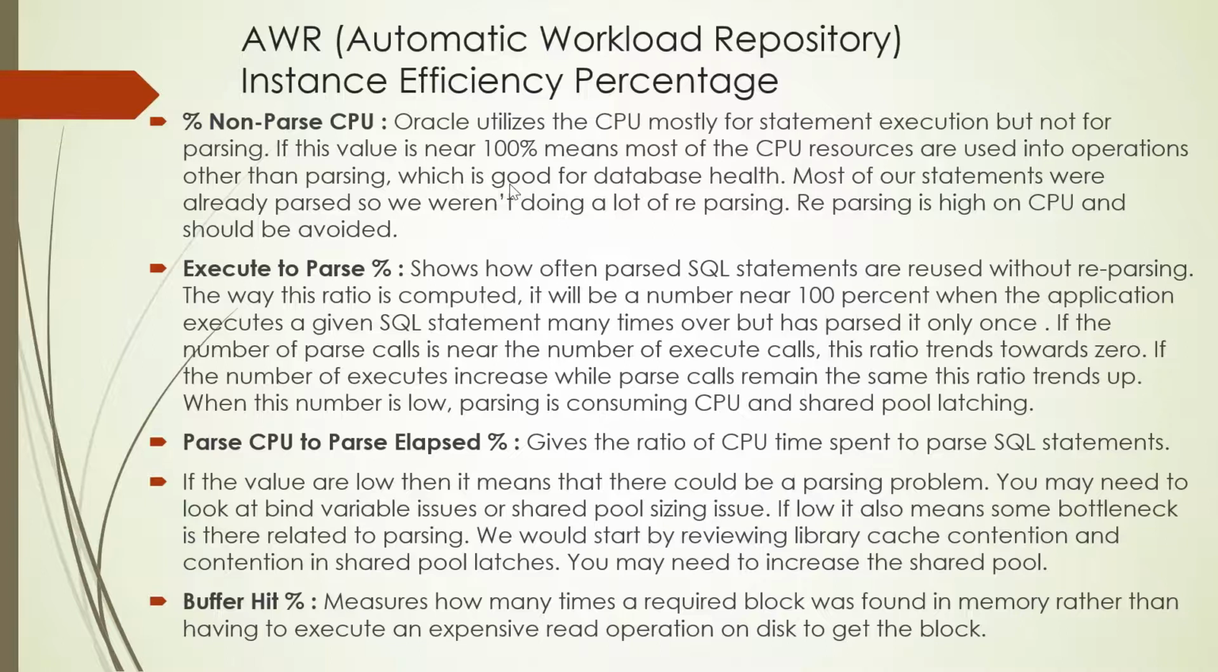Then the next thing is parse CPU to parse elapsed percentage. It gives the ratio of CPU time spent to parse SQL statements. If you read the field name carefully, you will be able to understand what it is trying to say. If this is low, there could be a parsing problem. You again need to check the bind variables and shared pool sizing. If it is low, some bottleneck is related to parsing, so shared pool and library cache are the things we need to investigate first.